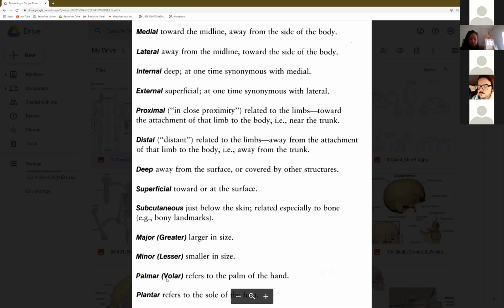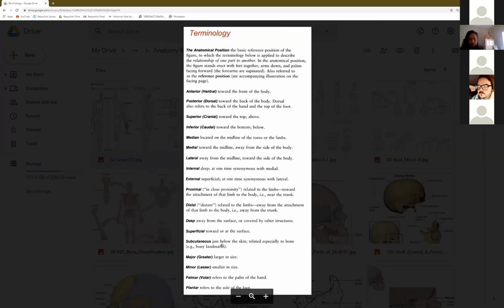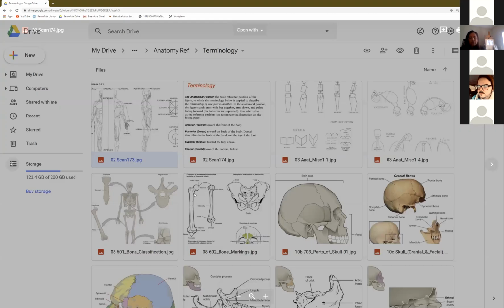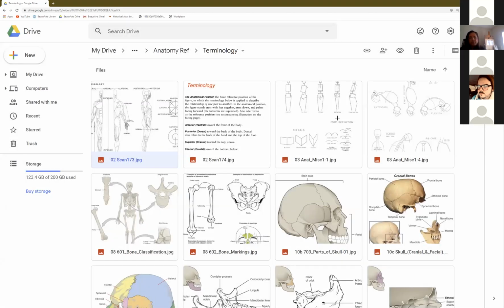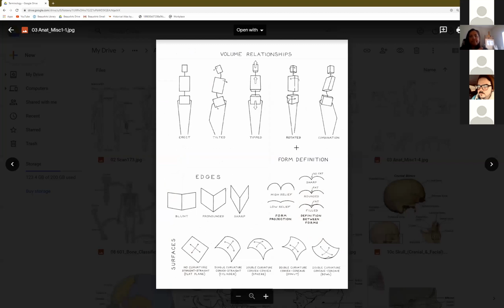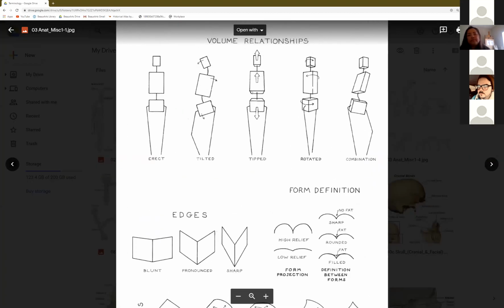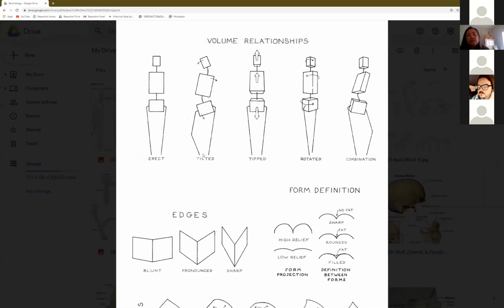Palmar or volar means the palm, plantar, the sole of the foot. Okay. Any questions on that? Nope. So this is just a real simple diagram to think about the terms in how volumes are related to each other.